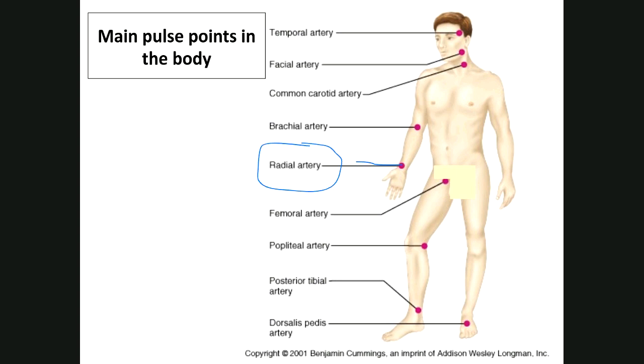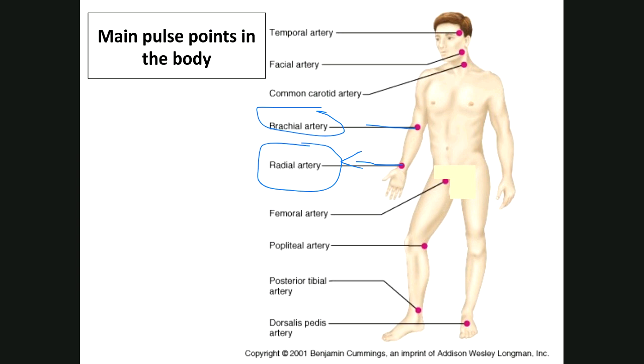We will learn how we can record a radial artery pulse. And in the blood pressure reading, the radial artery pulse and the brachial artery pulse are the most commonly used ones. When you palpate on the brachial artery, that is the brachial pulse. When you palpate on the radial artery, that is the radial pulse.